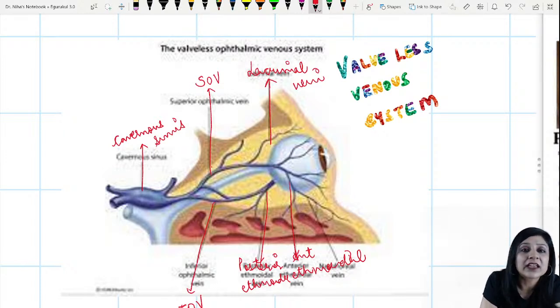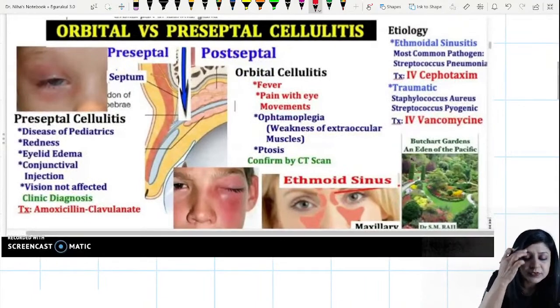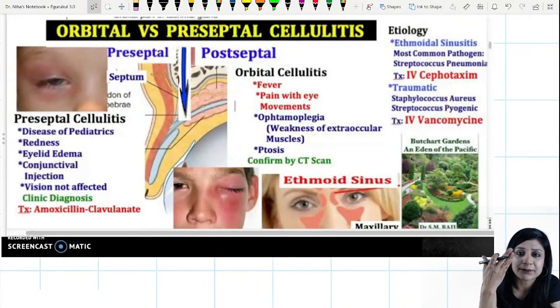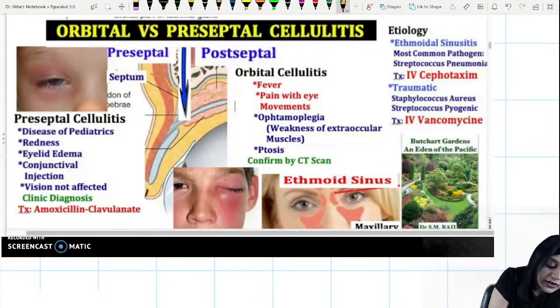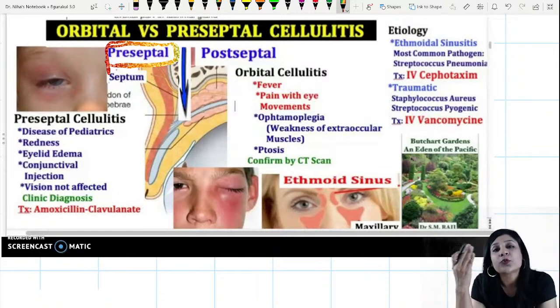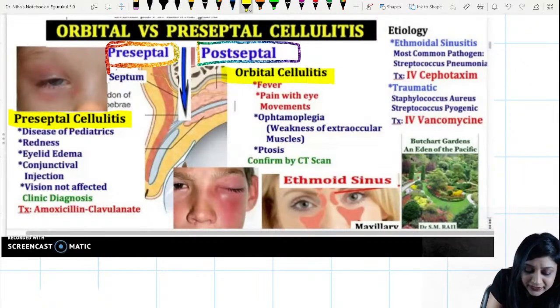Now, since we have taken the case of orbital cellulitis, let's discuss it. See this. Now, what are the things you should know? When I am talking about the orbital septum, when the infection is just anterior to the septum, it is called preseptal orbital cellulitis. But when it is posterior to it, it is called postseptal, right? So I have got two kinds.